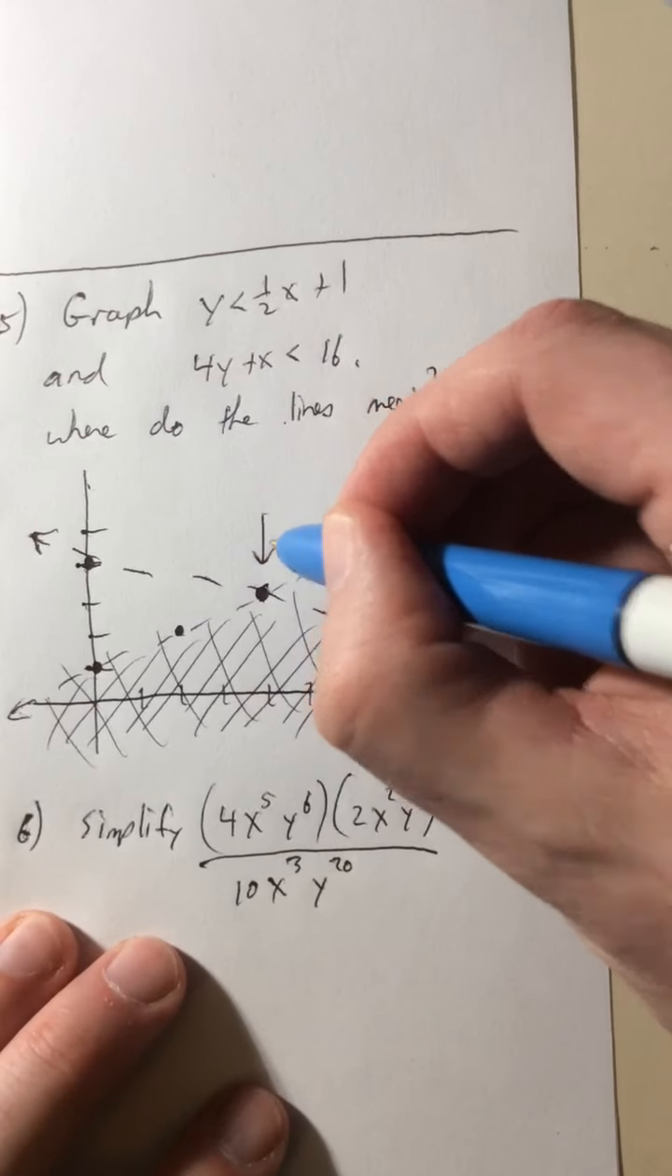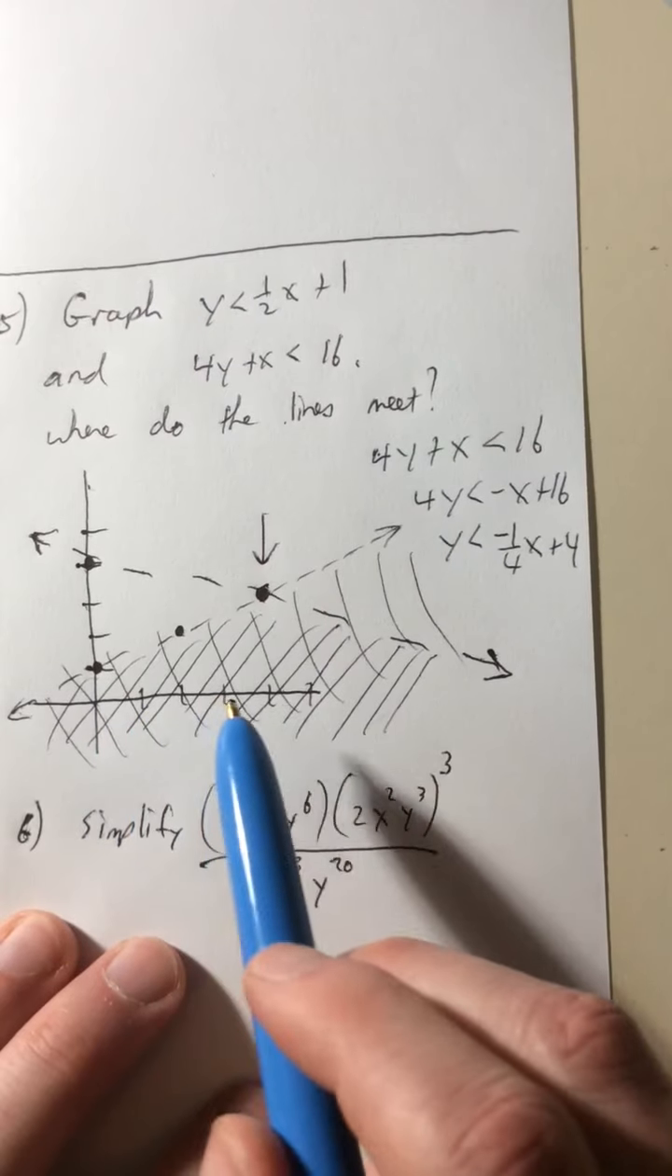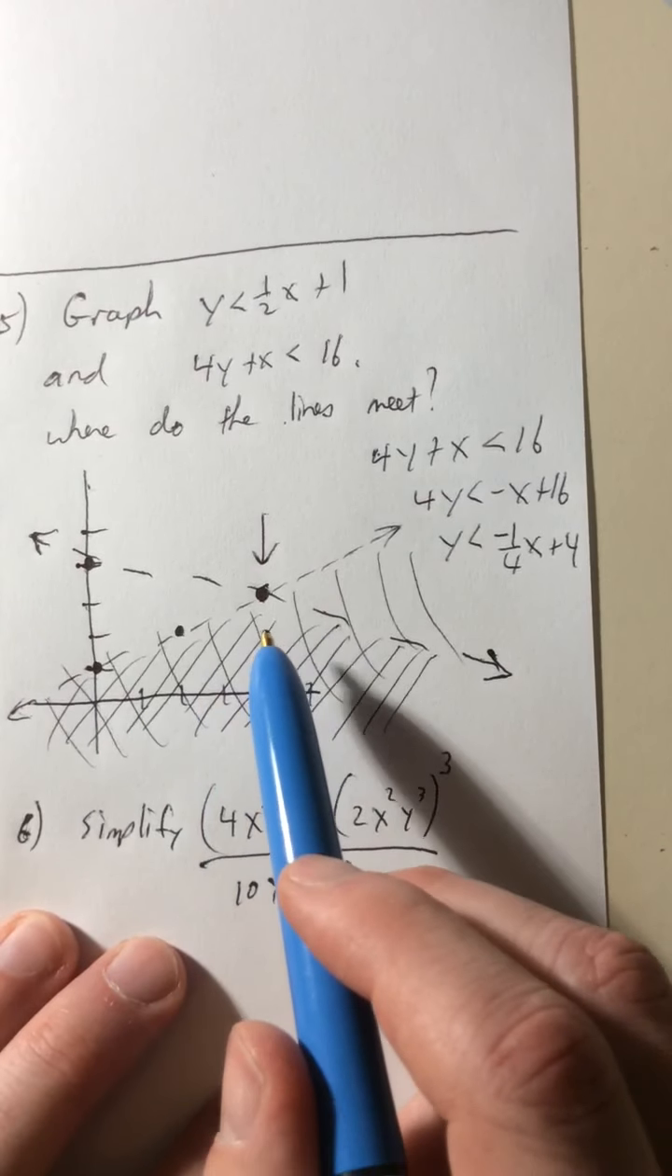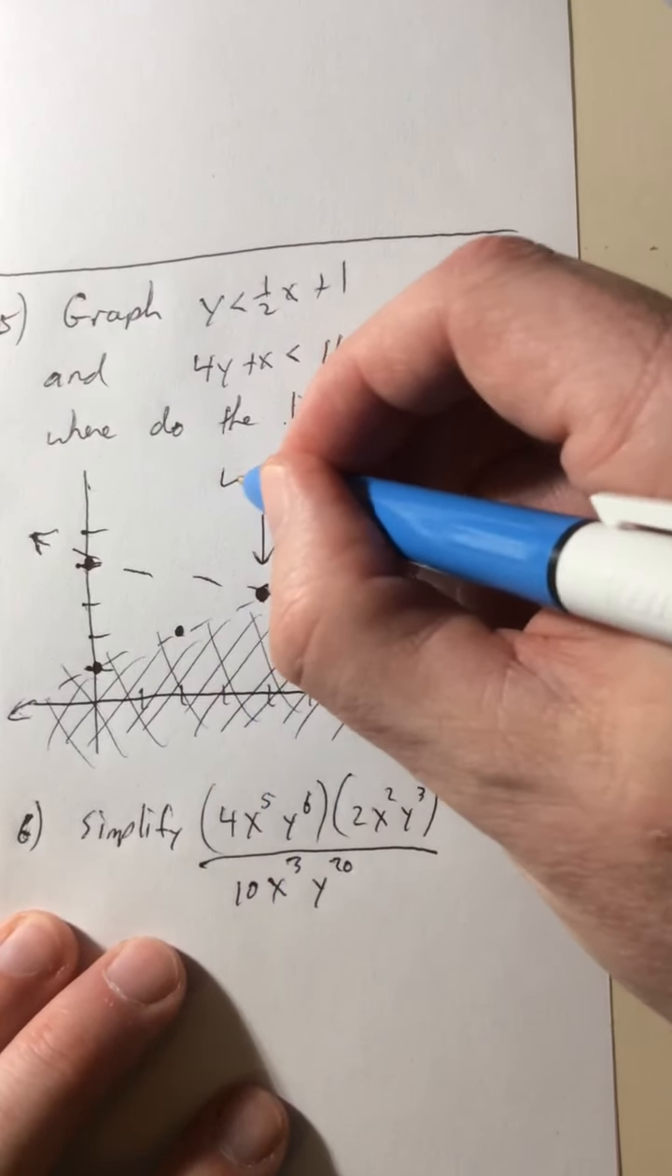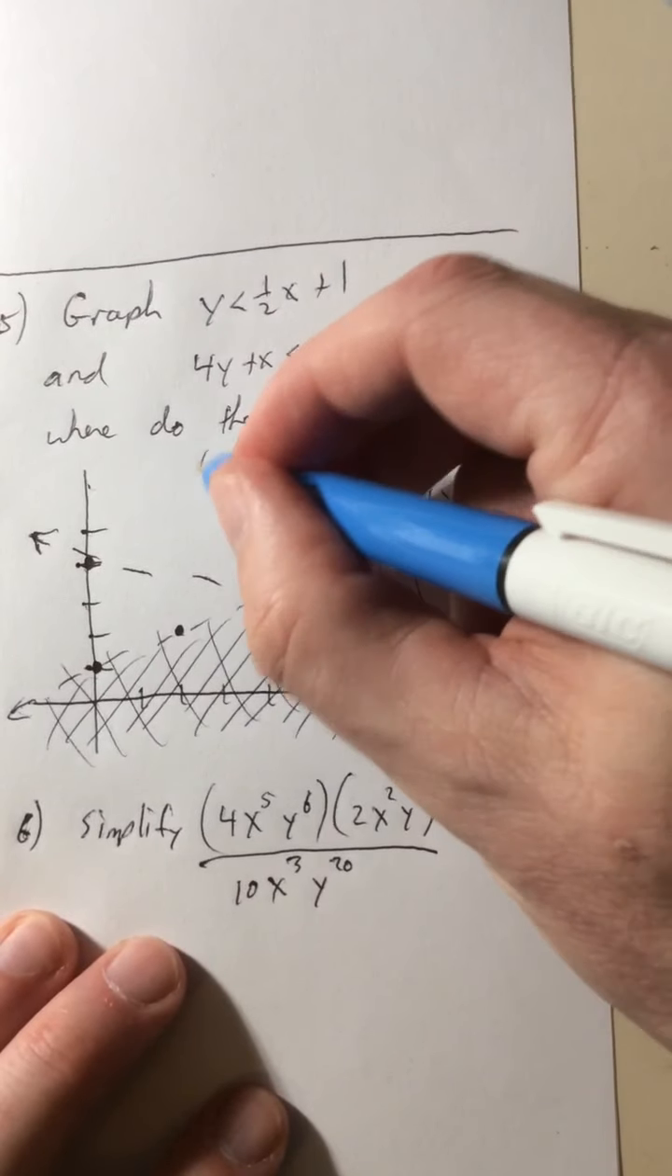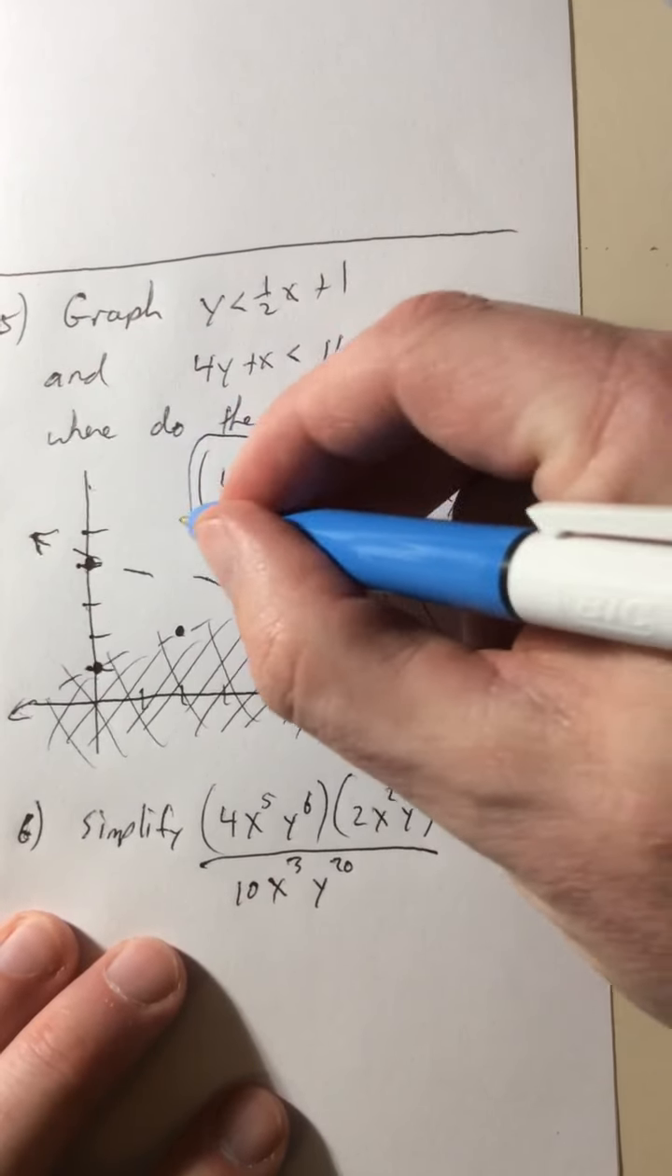And I also asked you to find this point of intersection, which is 1, 2, 3, 4. 1, 2, 3, 4, 3. And there it is. You are done with that problem.